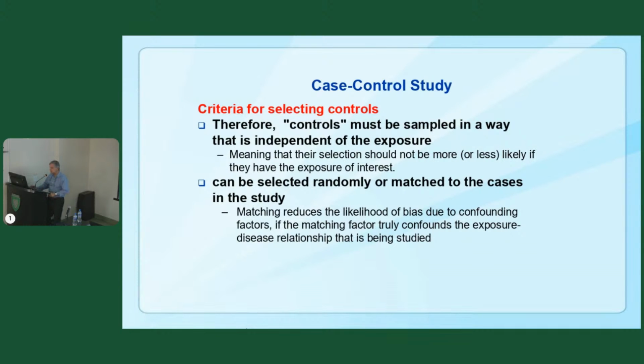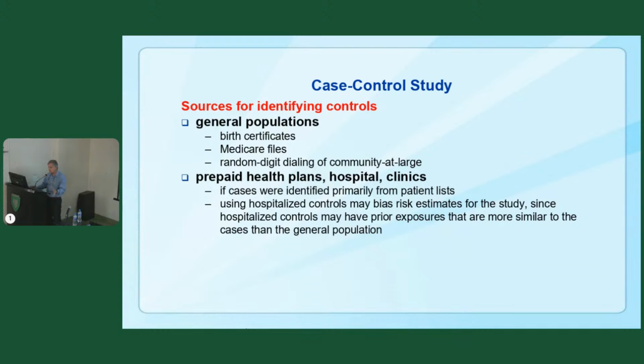More on selecting controls. You want to match them. That's a good idea. But also the way you sample and bring controls into the group may bias your study, meaning the selection should not be more or less likely depending on whether they are exposed or not to the risk factor that you are interested in. You need to make sure they are independent of the exposures, since you're trying to understand the relationship between that exposure and the outcome. And ideally, they should come from the general population that gave rise to the cases.